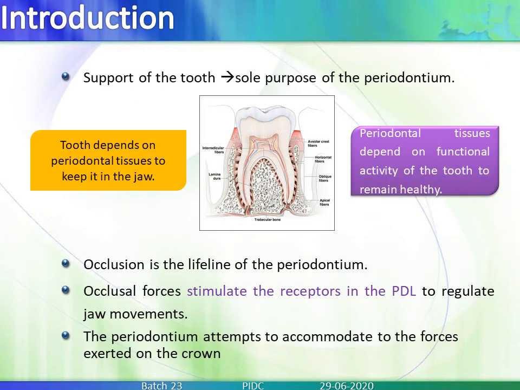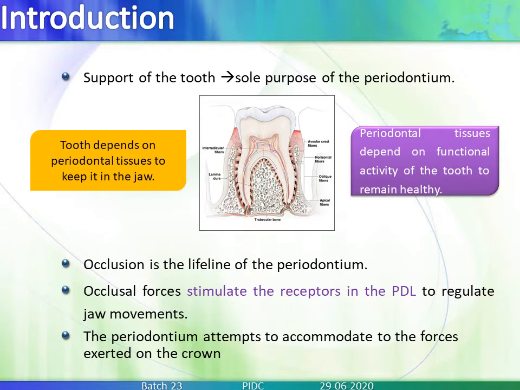So to start with, the sole purpose of periodontium is to support the tooth. You can see here these are the periodontal structures which are around, and their presence is to support the tooth here. The tooth depends also on the periodontal tissue to make itself present in the jaw. In other terms, periodontal tissues also depend on the functional activity of the tooth to remain healthy.